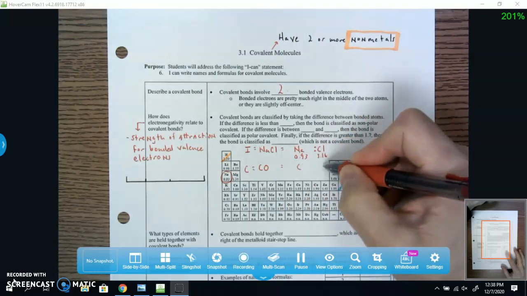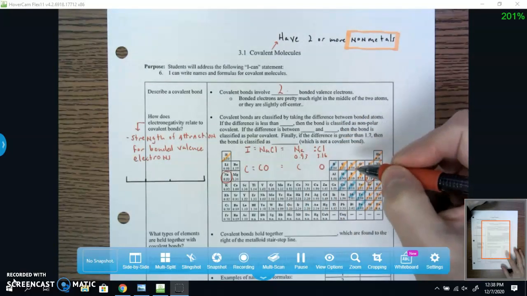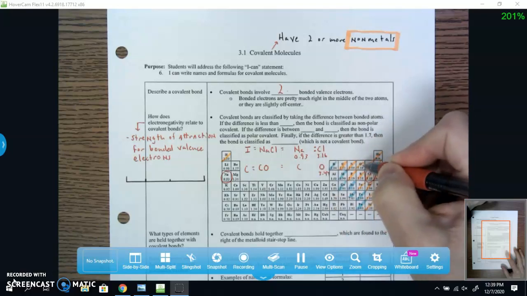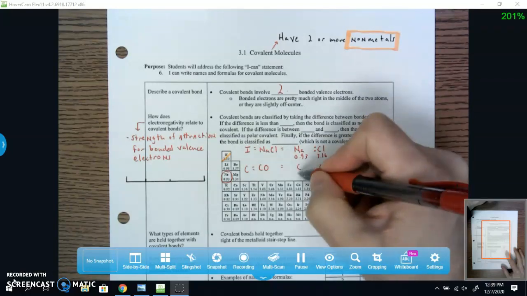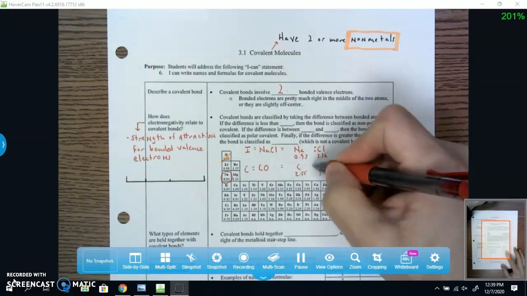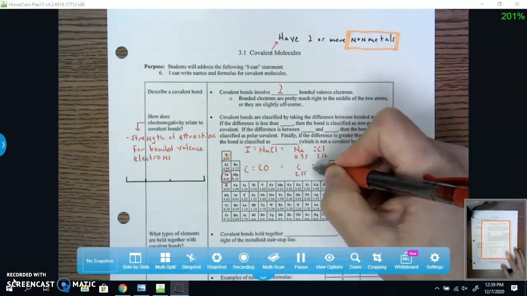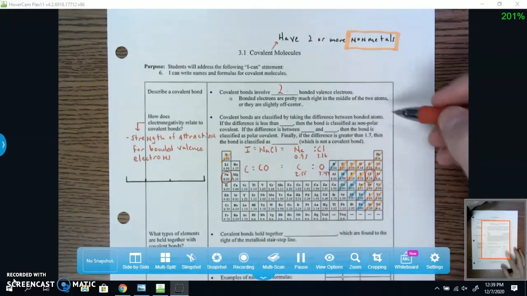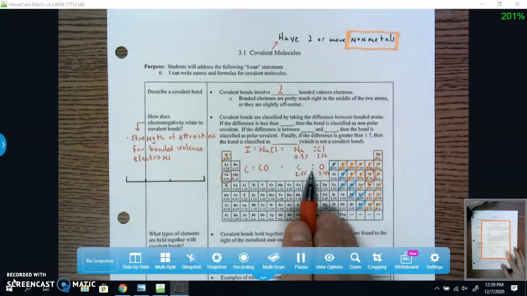Again, if I put a space between the C and the O, oxygen is a little bit stronger at 3.44 than is carbon at 2.55. So those electrons are going to be a tiny bit closer to oxygen, but they're still going to be pretty much right in the middle. So again, let's go back to this statement right up here. In covalent molecules, the bonded electrons are pretty much right in the middle of the two atoms, but they might be slightly off-center also, as we've shown in this case right down here.